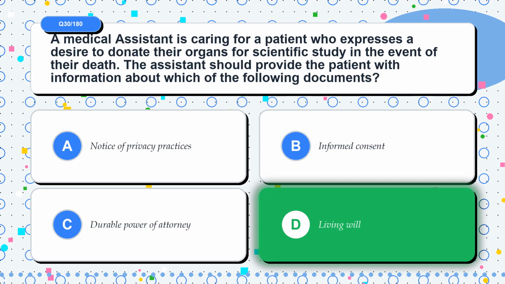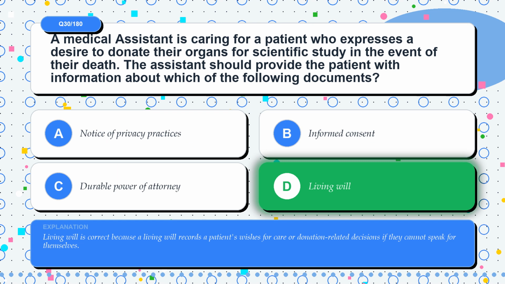The correct answer is option D. Living Will. Living will is correct because a living will records a patient's wishes for care or donation-related decisions if they cannot speak for themselves.